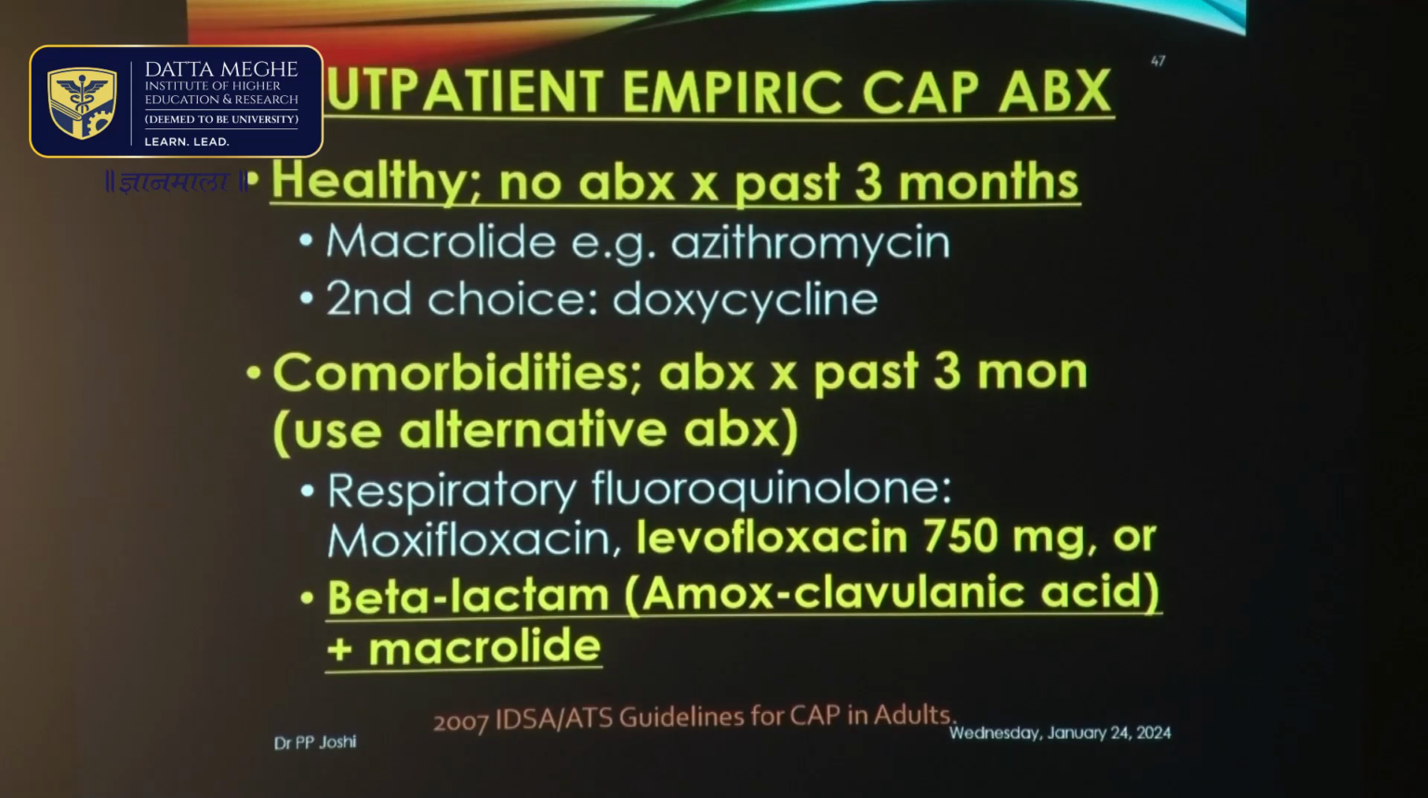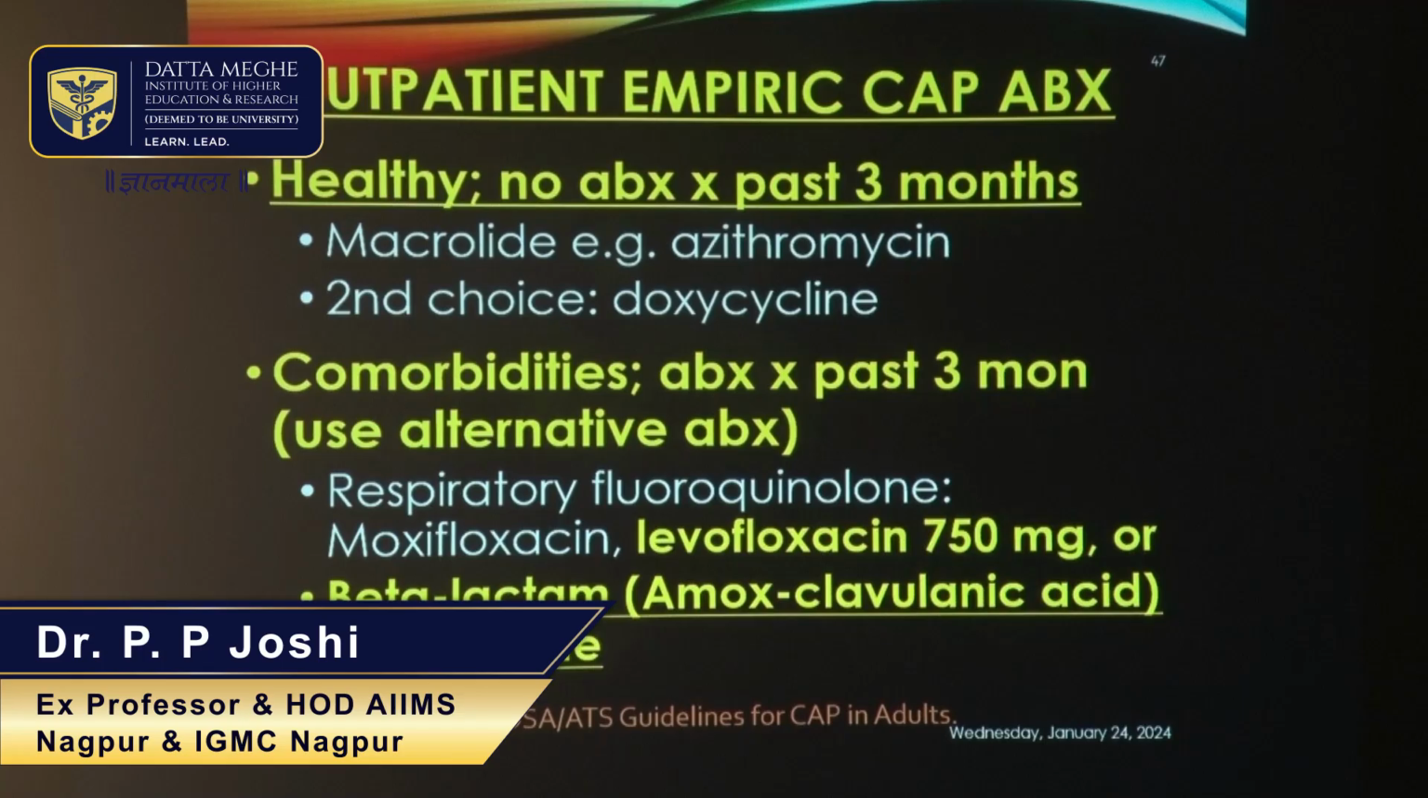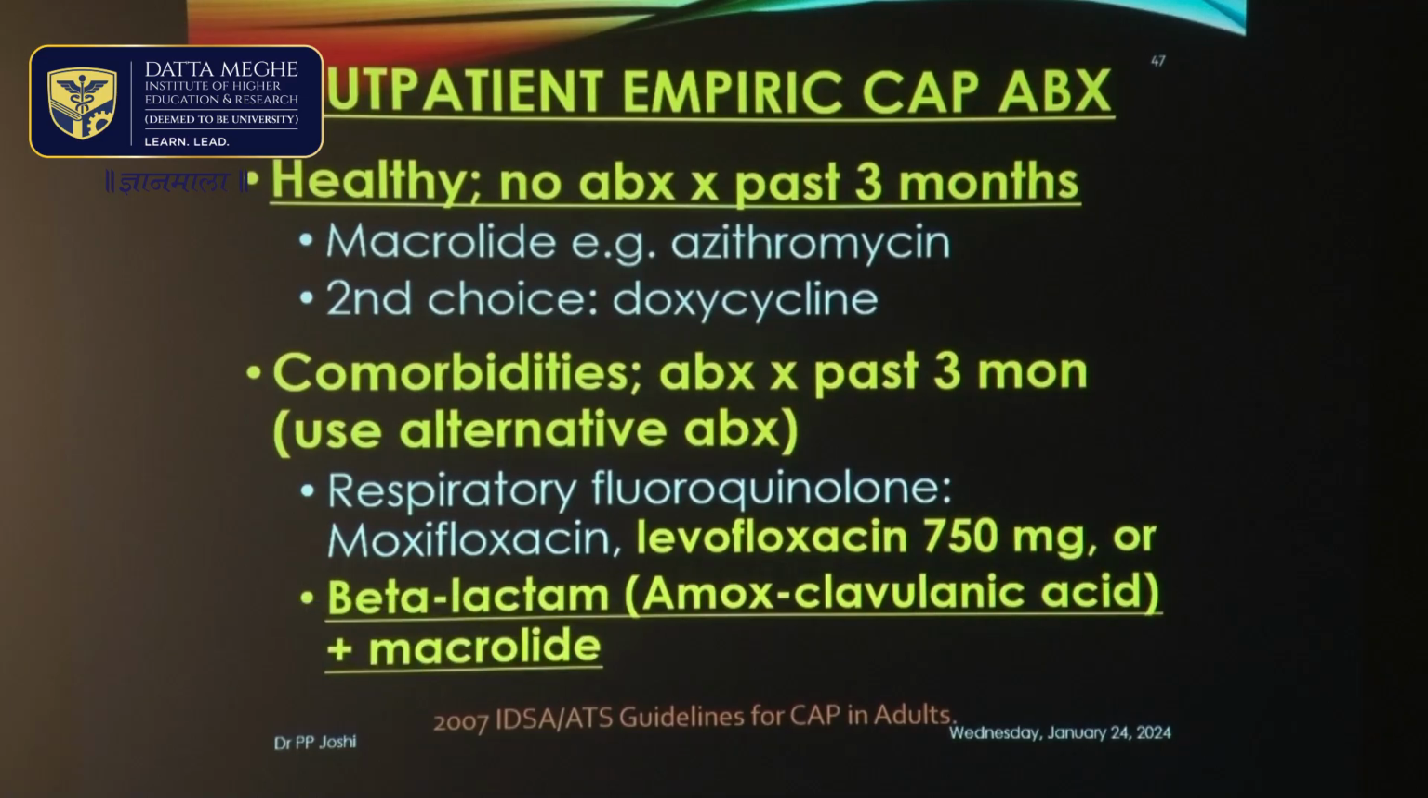Coming back to the treatment of community acquired pneumonia, what antibiotics need to be started? Because it is usually a bacterial infection, if the patient is healthy and has not received any antibiotics in the past 3 months, then the patient should be started with a macrolide, that is azithromycin, or the second choice is doxycycline.